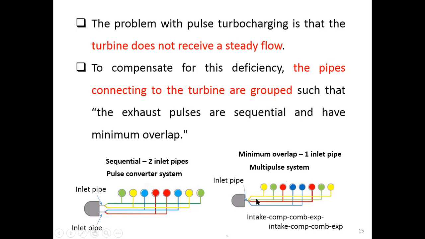If it comes from green, then the next round should come from yellow, red, or blue. No matter which exhaust flow comes out from any of these, there will be only one inlet pipe here. And by having only one inlet pipe, the overlap can happen, but we just try to minimize the overlap by using four pipes here.